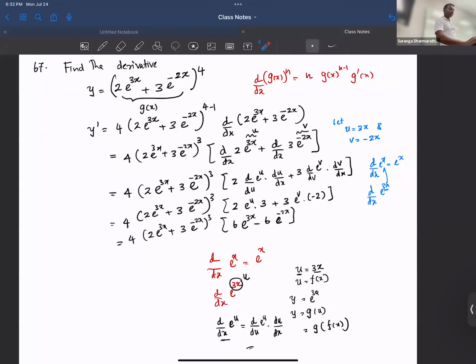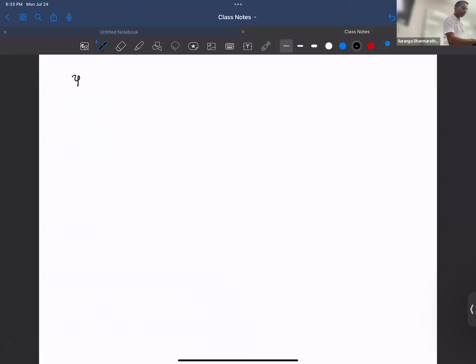Okay. So if you want to use the chain rule for the same problem, we have y equals 2 times e to the power 3x plus 3 times e to the power negative 2x, all to the power 4. So if I want to use the chain rule straight, what would I do? Which function should I name as u? The function inside, right? So this one, we call as u.